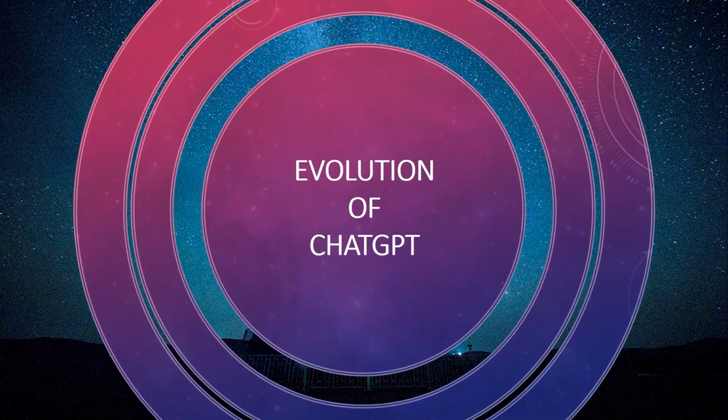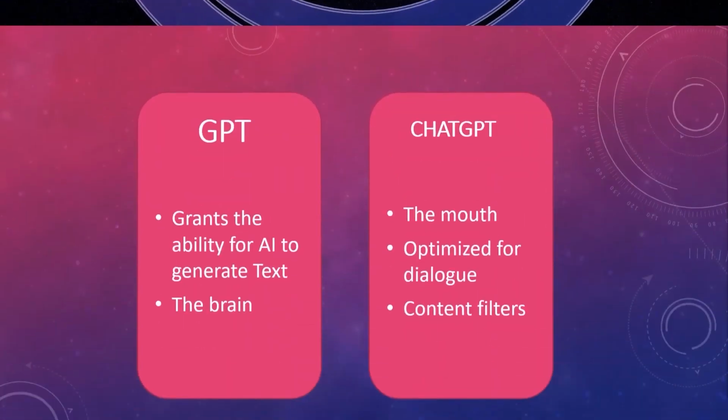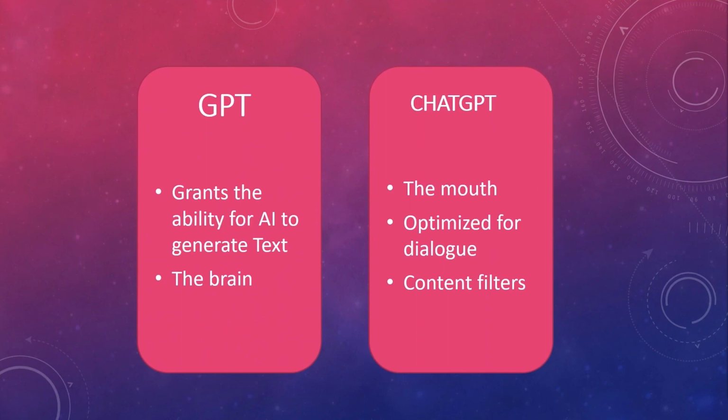Now let's look at the evolution of ChatGPT. Don't get confused, because GPT and ChatGPT are two different things, and we will look at that on the next slides. To visualize this, GPT is the brain and ChatGPT is the mouth that voices out what the brain programs it to say. So GPT grants the ability for AI to generate text, while on the other side, ChatGPT is optimized for dialogue and content filters.